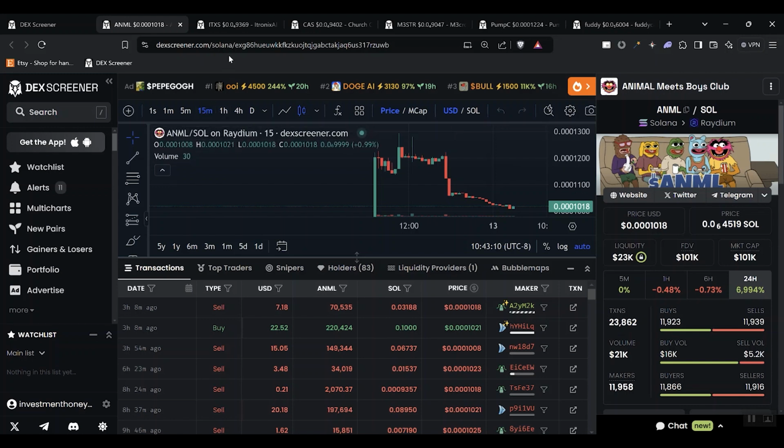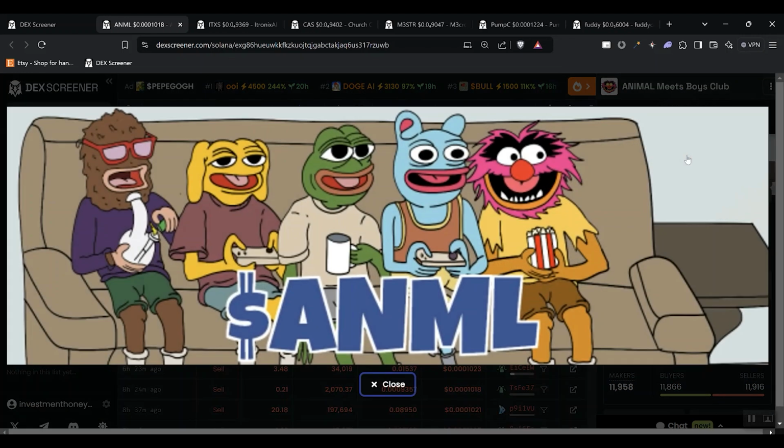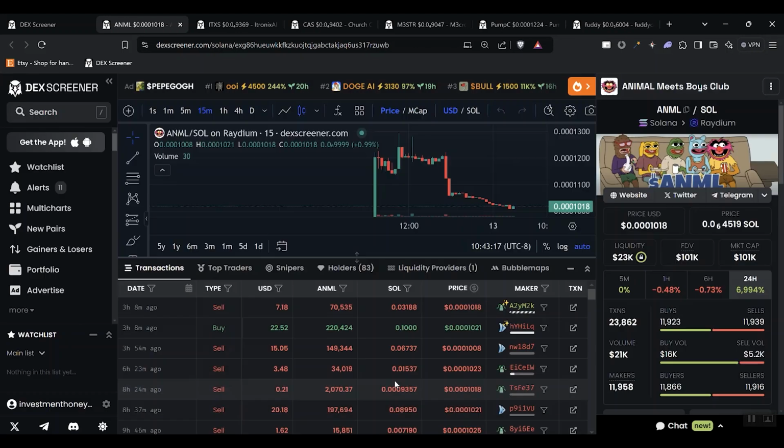Okay, so looking at Animal. We've got a nice banner here. This one had a strong launch candle, saw some retracements, and then we see some buy pressure return, and then it's just been nothing but retracement, and strong retracement as well. So this one, just at first glance, I don't see recovering, because to me there's too much sell pressure.